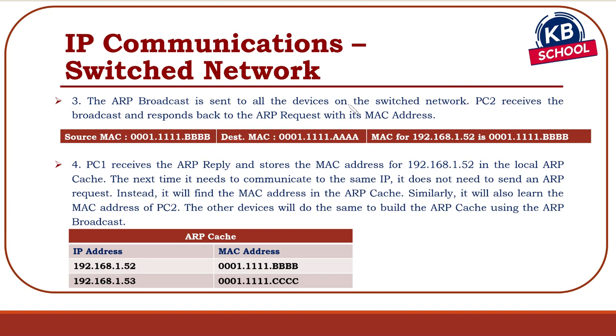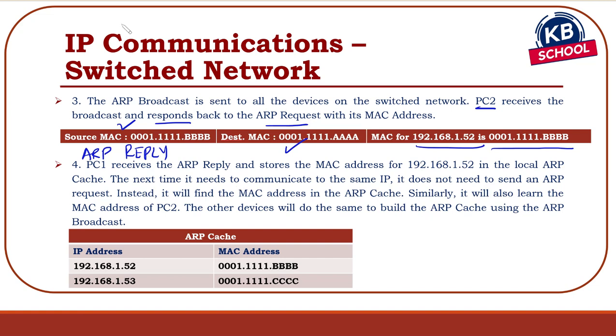The ARP broadcast is sent to all devices on the switched environment. PC2 receives the broadcast, and responds back to the ARP request with its MAC address. This is called an ARP response or reply. Okay, in there I'll put my MAC address, and the destination, because I know the request came in from 0001.1111 AAAA, I'm going to send it back to him. Say the MAC for 192.168.1.52 is 0001.1111 BBBB.